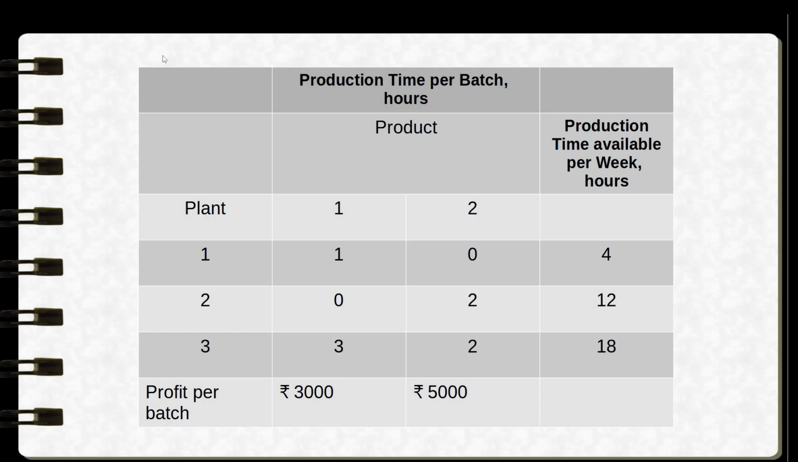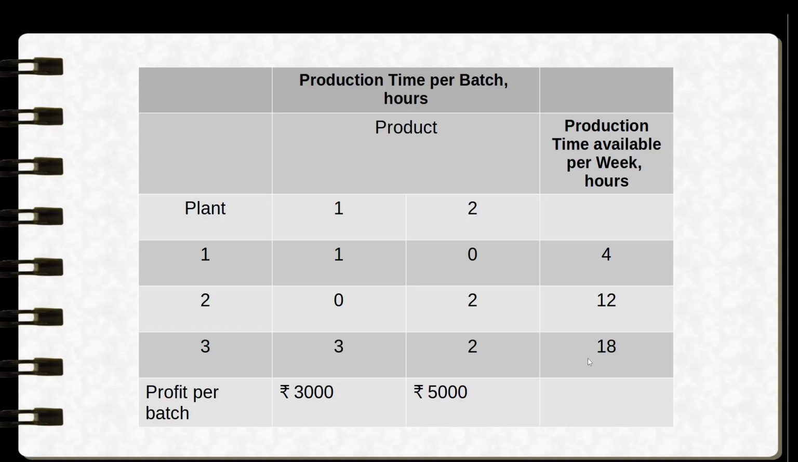Now the operation research team of the new management visited the plants and found that per week, plant number 1 had 4 hours of slack time. That is, for 4 hours per week, they did not have any job. Now plant number 2 similarly had 12 hours in a week where they did not have any work. Plant number 3 did not work for 18 hours per week.